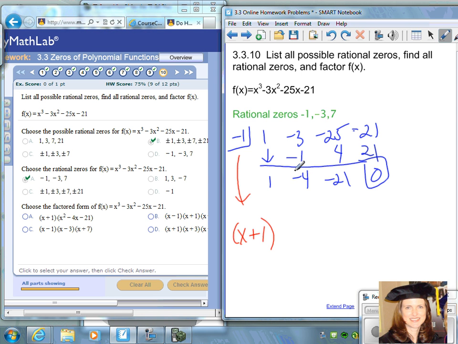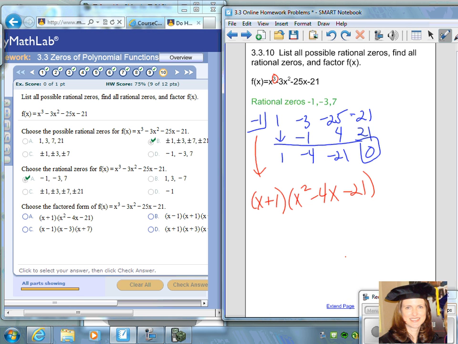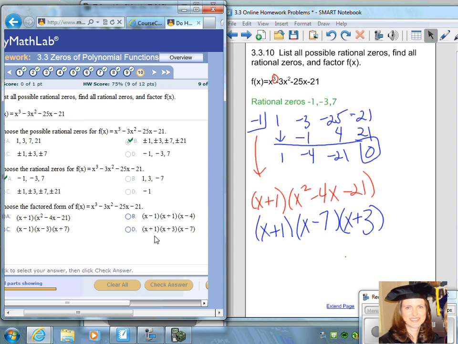What's left here can also be factored further. This was an x to the third, so we're going to write it as x squared minus 4x minus 21. And we're going to factor that even further. The factors of x squared minus 4x minus 21, well, we know we're going to have an x and an x. Find the factors of negative 21 that will add up to negative 4. So that's going to be x minus 7 as a factor and x plus 3 is a factor. Now those can be in any order, and it appears that in mine it's listed as x plus 1 as a factor, x plus 3, and x minus 7 as a factor.